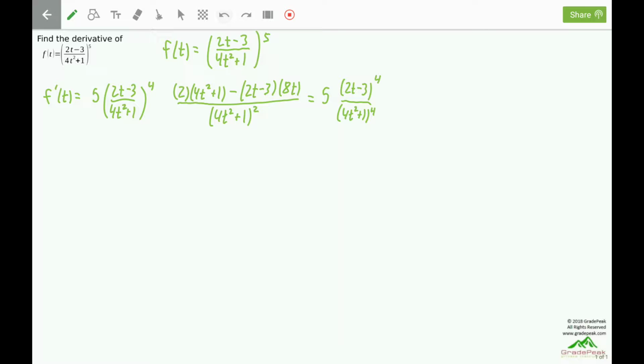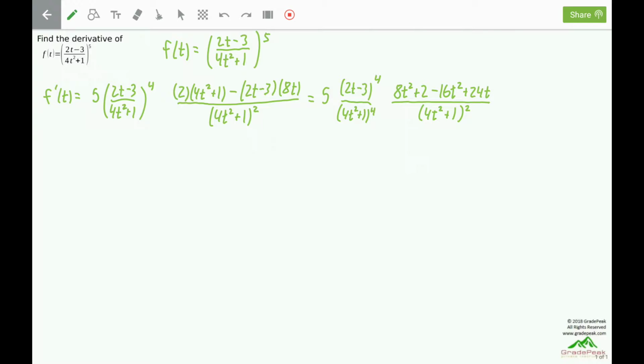Let's distribute the 2 in here. That will give us an 8t squared plus 2. And let's distribute the negative and the 8t into here. That will give us a negative 16t squared and a positive 24t. And all of this is divided by 4t squared plus 1 squared.